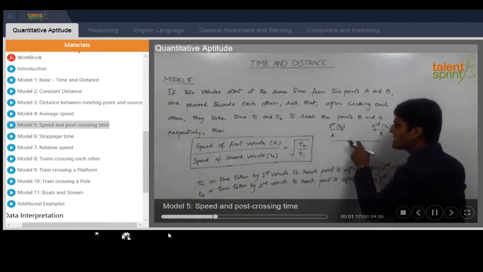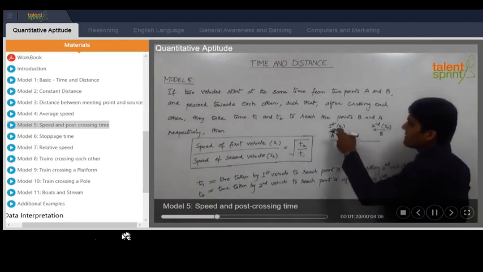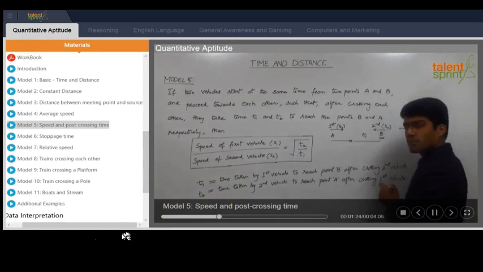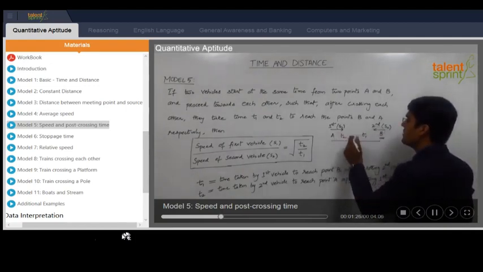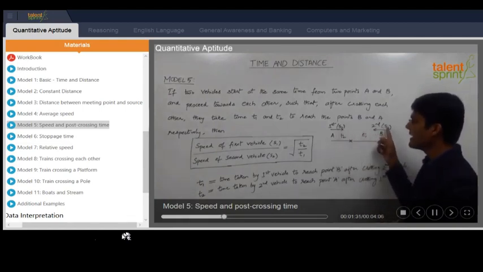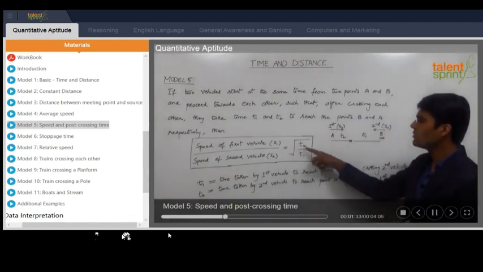So after crossing at this point, the first vehicle takes time T1 to reach its destination B, and the second vehicle takes time T2 to reach its destination A. So in this case, we can say that S1 by S2 should be equal to root over T2 by T1.